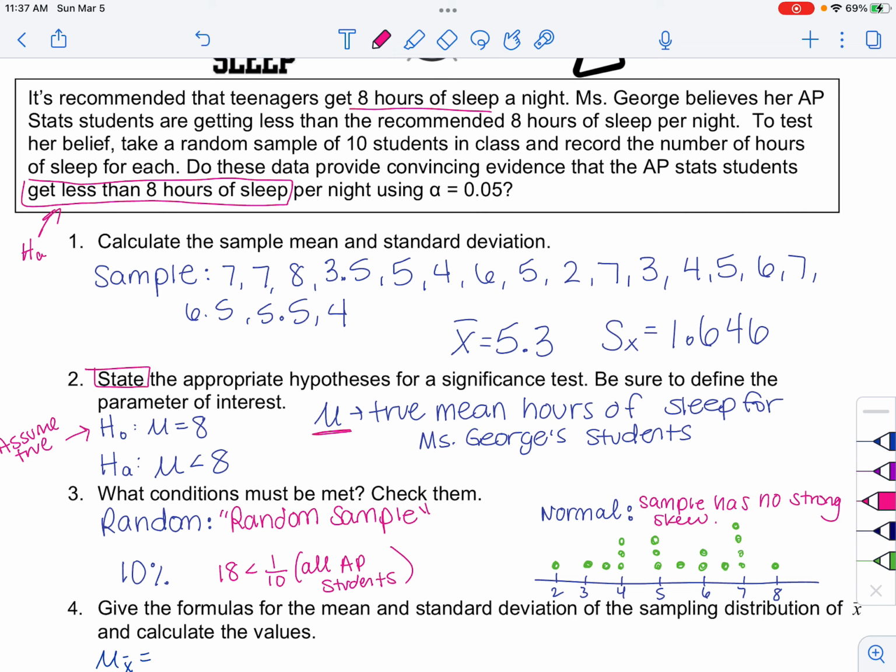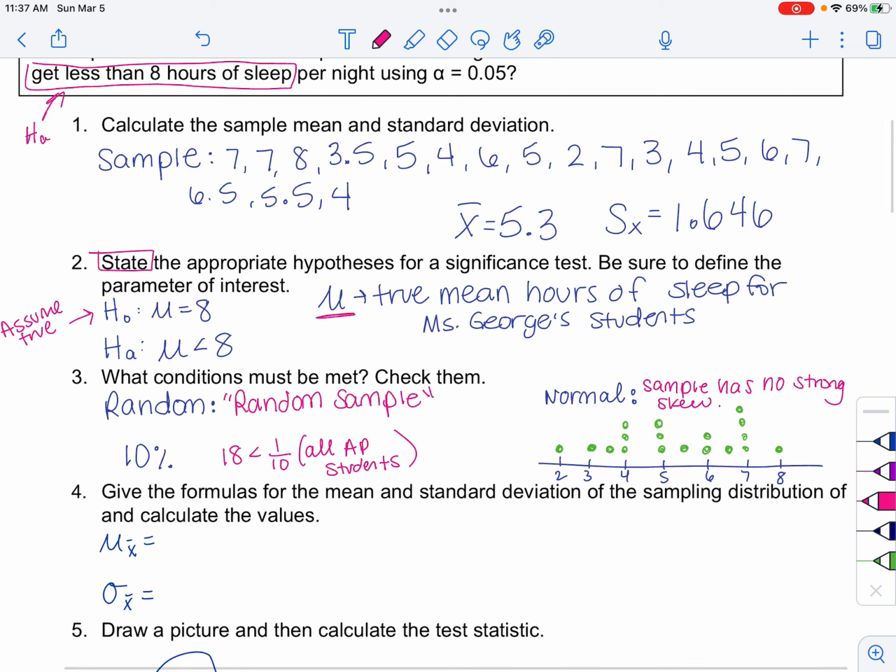All right, so moving on now, we want to find the formulas for mean and standard deviation of the sampling distribution. This goes back to Unit 5. How do we find mu sub x bar? This is on your formula sheet. Mu sub x bar is just equal to mu. For us, remember that mu is our null value because we don't know mu. That's what we're trying to find. So instead, we're going to use the mu that we are assuming is true, which is the null value mu. So we're going to say this equals 8.